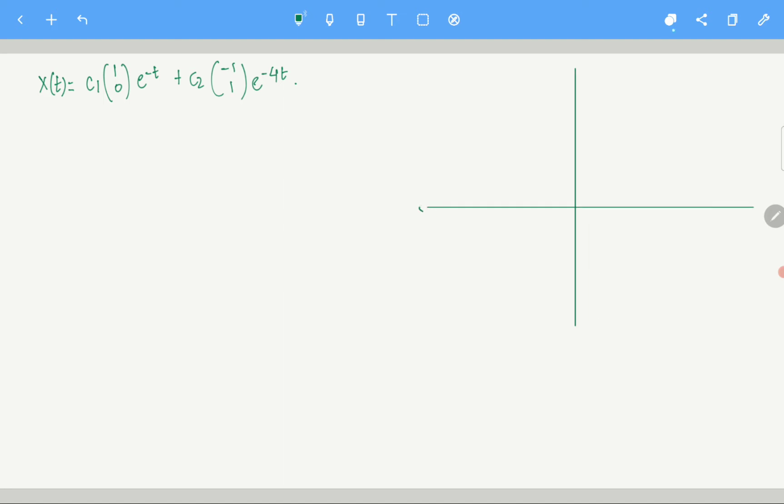Let me first draw some lines here. This is x1 and this is x2. Now, how do you start sketching this? This is what we need to understand. First, look for the simplest solutions you can get. Of course you can get them for c1 equals plus or minus 1 and c2 equals 0, and likewise other solutions for c1 equals 0 and c2 equals plus or minus 1.